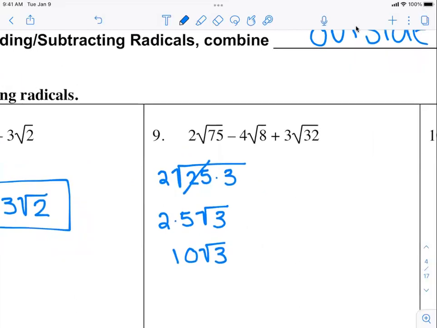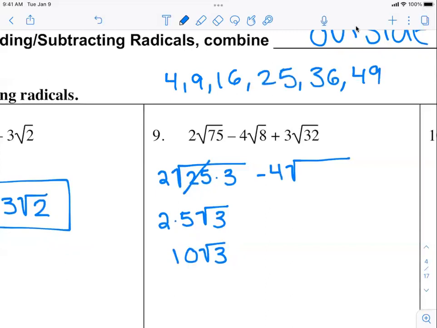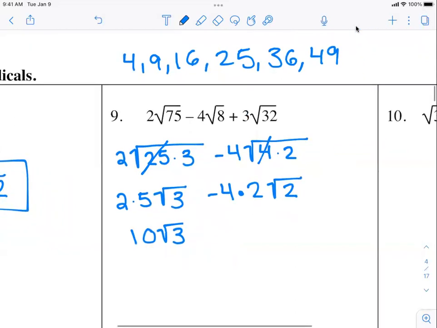For the root 8, we know root 8 breaks up into the perfect square 4. 4 goes into 8. And again, if you want to write them at the top, 4, 9, 16, 25, 36, 49, etc., you can go ahead and do that. So 4 times 2, the 4 comes out and turns into a 2, and that other 2 is stuck inside. So that becomes minus 8 root 2.